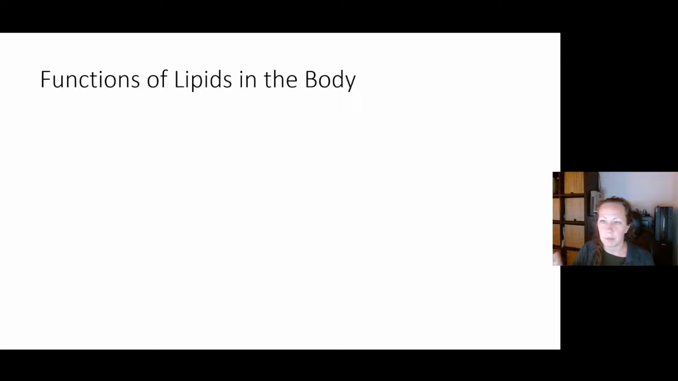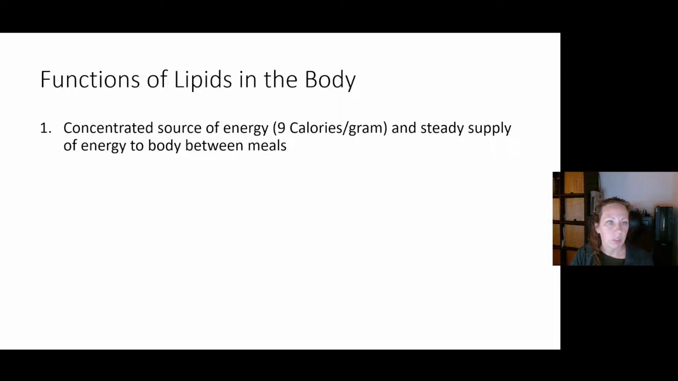So there's some that are kind of mixed up. So here are my 7, okay? If we're going to number them. Okay, lipids are a concentrated source of energy. So we've talked about carbohydrates are 4 calories per gram. Lipids are 9 calories per gram. So there is more energy in a gram of lipids than there is in a gram of carbohydrates. And so it's a concentrated source of energy and a steady supply of energy to the body between meals.